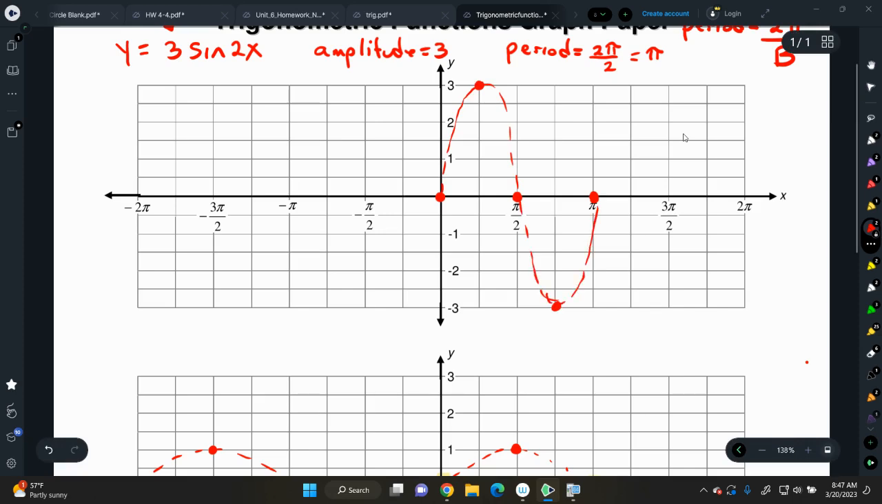Okay, now I'm just going to extend it. I'm going to go another pi, so I'm going to do the same thing again. Right? From pi to 2 pi is one full period. Halfway in between there, there's my 0. I'm going to have a maximum up here, a minimum down here, and there we go.